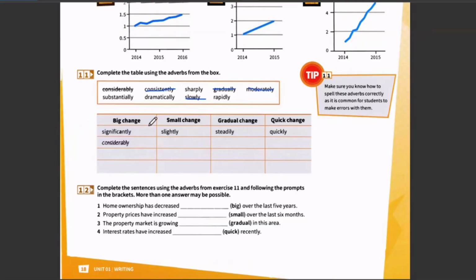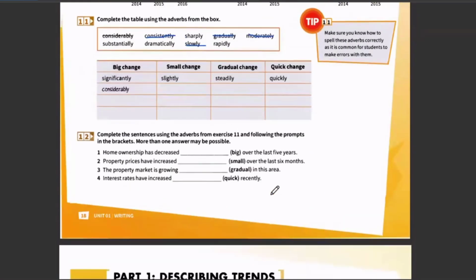I'll repeat again. For big change, the words are significantly, considerably, substantially, and dramatically. For small change, it's just two words, slightly and moderately. For gradual change, it is gradually, steadily, slowly, and consistently. And for quick change, it is sharply, quickly, and rapidly. Okay, yes, these three. So very good.